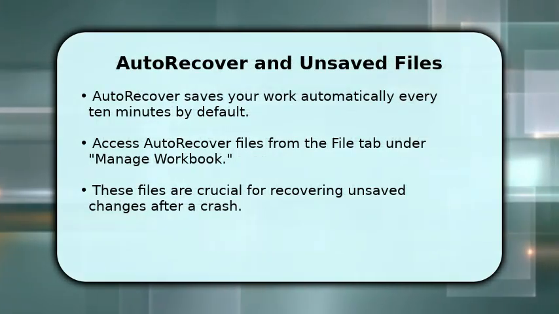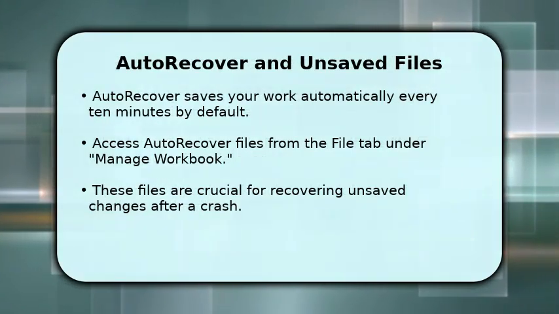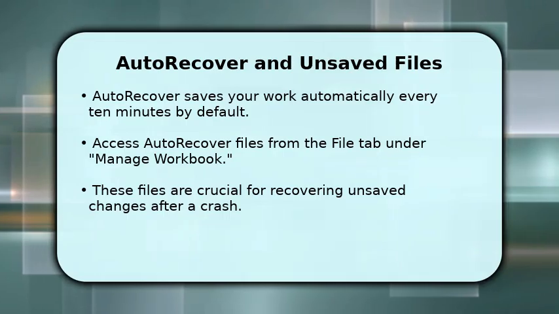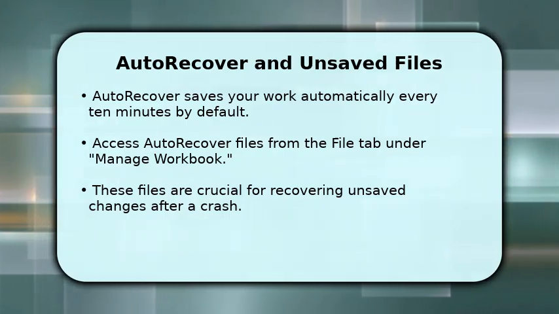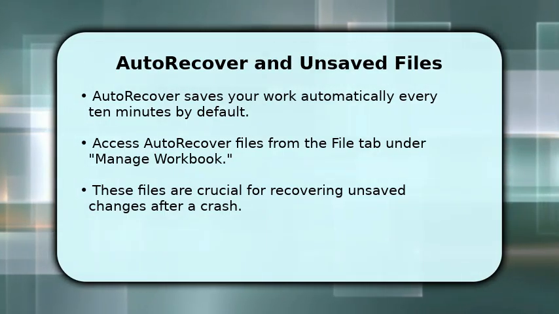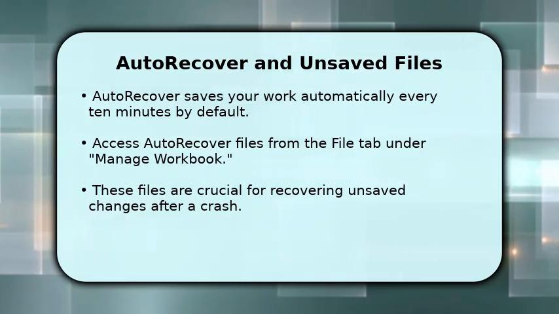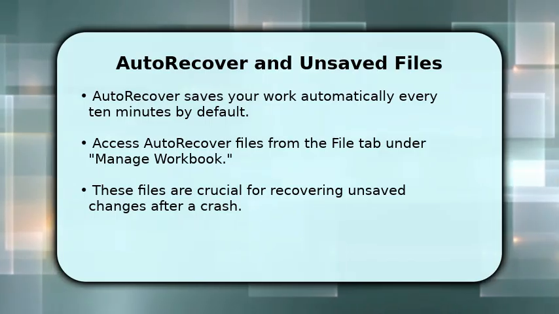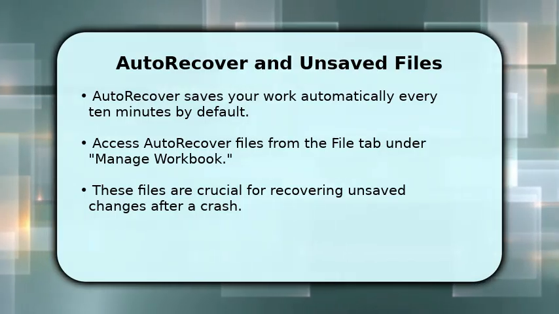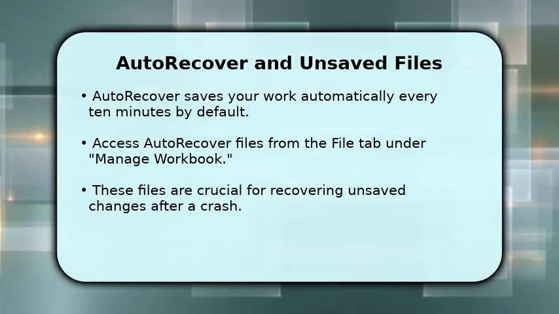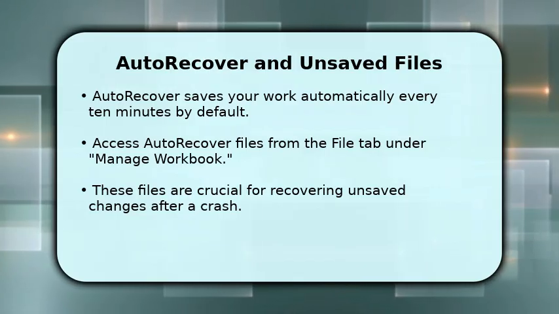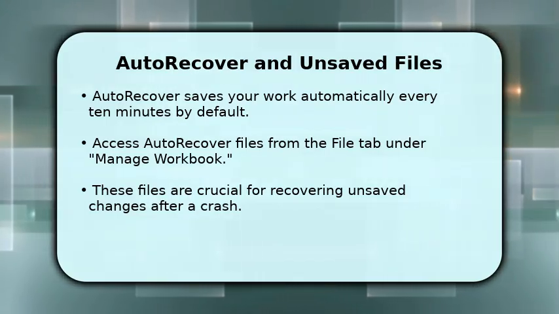Excel's Auto Recover feature is a lifesaver for unsaved changes. By default, it saves your work every 10 minutes, creating temporary backup files. To find these, go to the File tab, then click on Info and select Manage Workbook. From there, you can recover unsaved workbooks. This is especially helpful if Excel closed unexpectedly before you could save your latest edits.